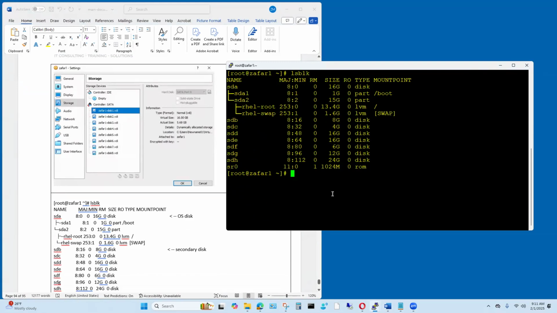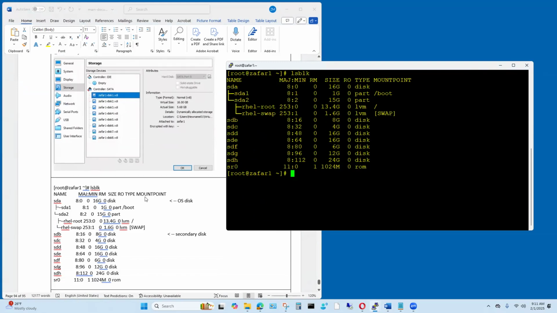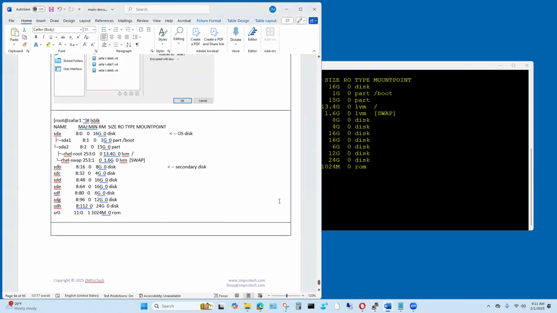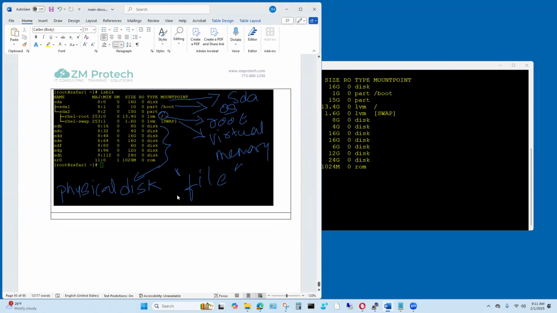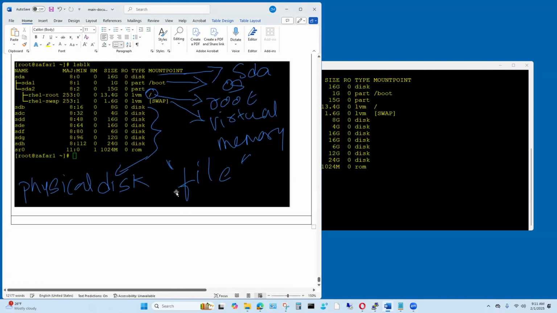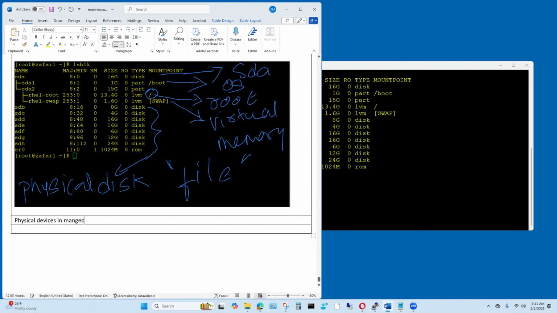And then since these are physical disks, what directory should we expect these to be in? So this was part of your thing here. The physical devices are managed in the /dev directory.